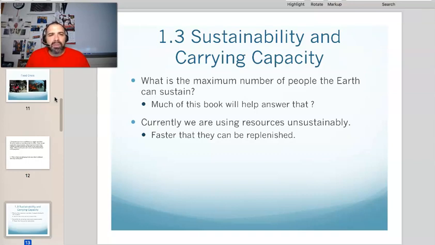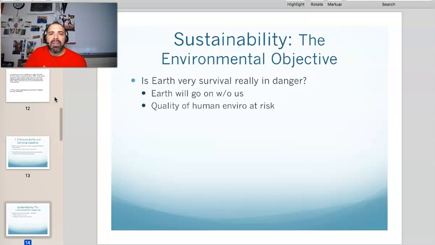Currently, we are using resources unsustainably. We are consuming resources at a faster rate than we can replace or replenish them. Those of you that took oceanography with me will know it's the idea that we are taking more fish out of the ocean than we can replace. So for sustainability, the environmental objective is, is Earth's very survival really in danger?